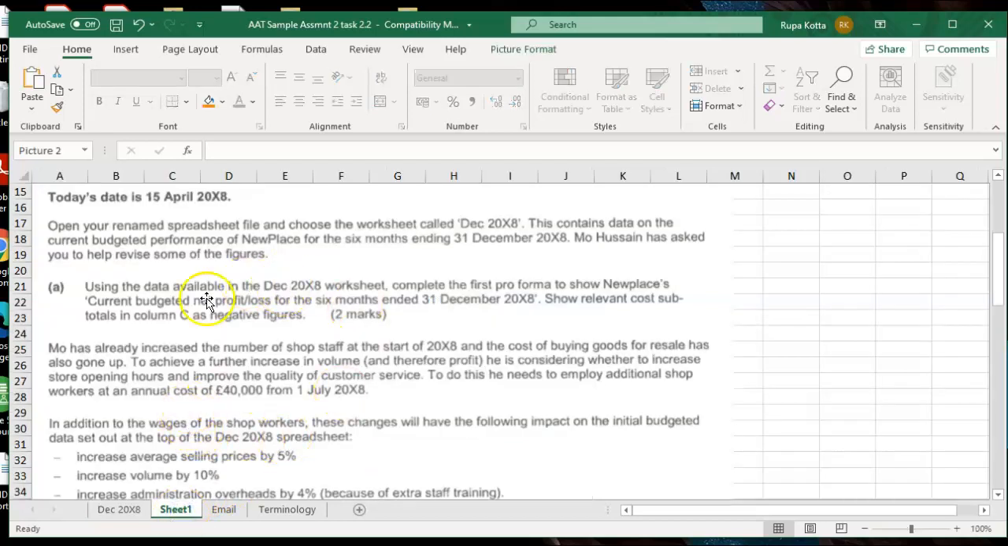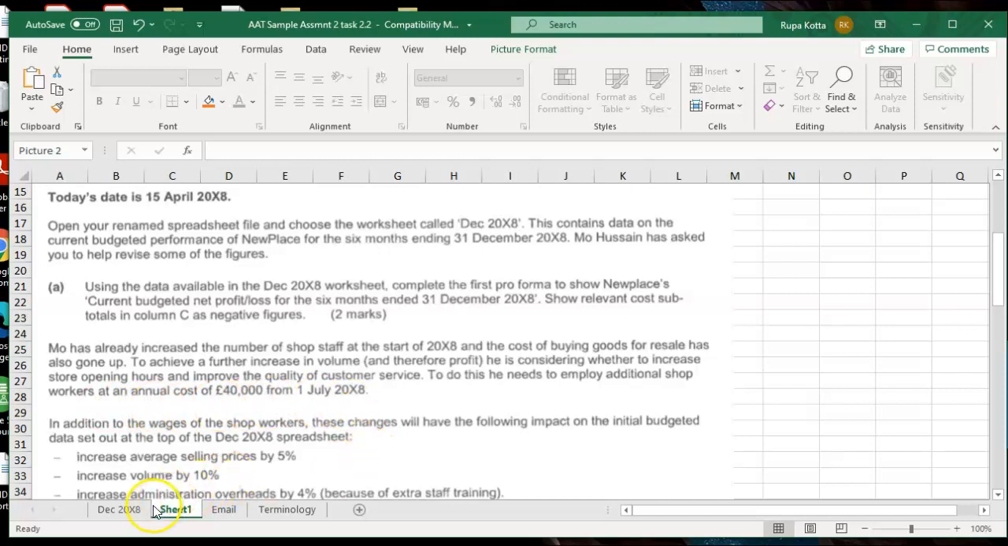The first section is completed. Mo has already increased the number of shop staff at the start of 2018, and the cost of buying goods for resale has also gone up. To achieve further increase in volume and therefore profit, he is considering whether to increase the store opening hours and improve the quality of customer service. To do this, he needs to employ additional staff workers at an annual cost of 40,000 from 1st July 2018.